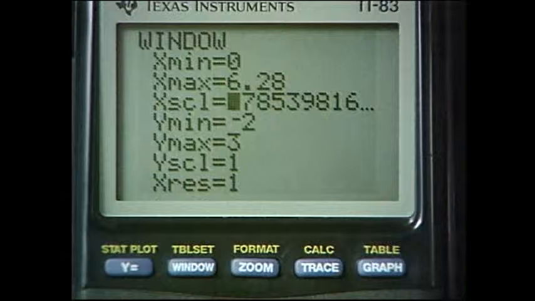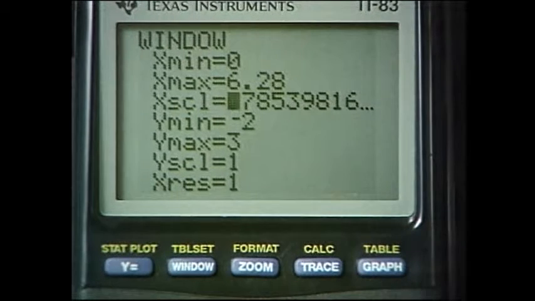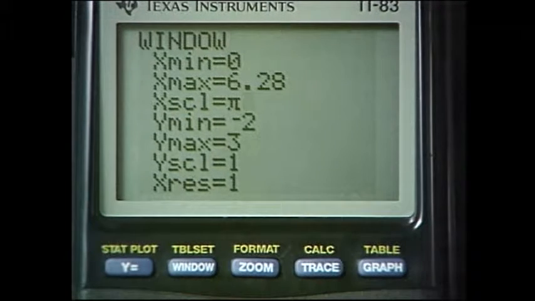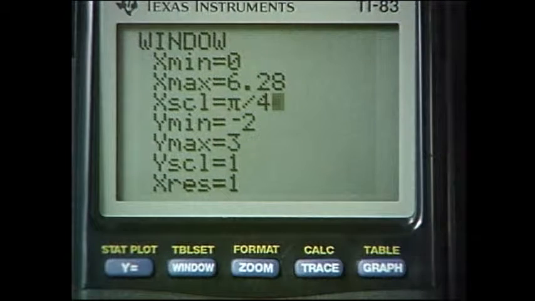I wanted pi over 4. I want tick marks at pi over 4 so I can see those particular distances that are important in our problem. So I can make this scale setting like this, as pi divided by 4. And then the calculator will automatically calculate the decimal equivalent.